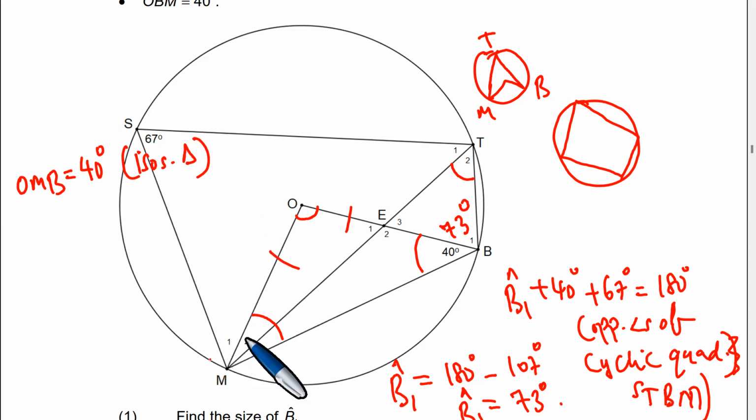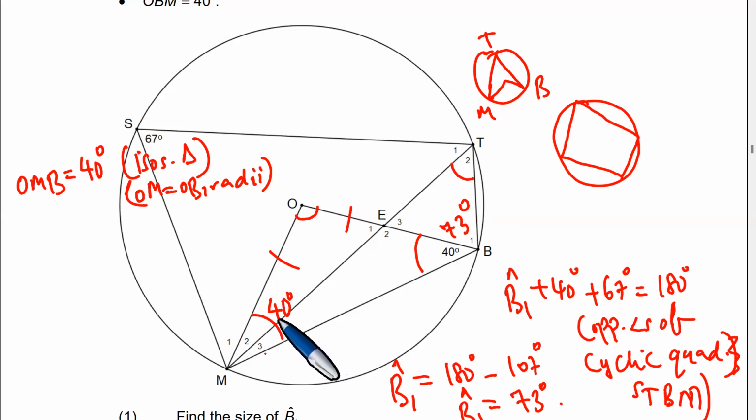Right, isosceles triangle. Because obviously you have that OM is equal to OB, and these are radii. But you can just say isosceles triangle, it's enough. Okay, right, meaning this one is 40 degrees now, and this is 40.